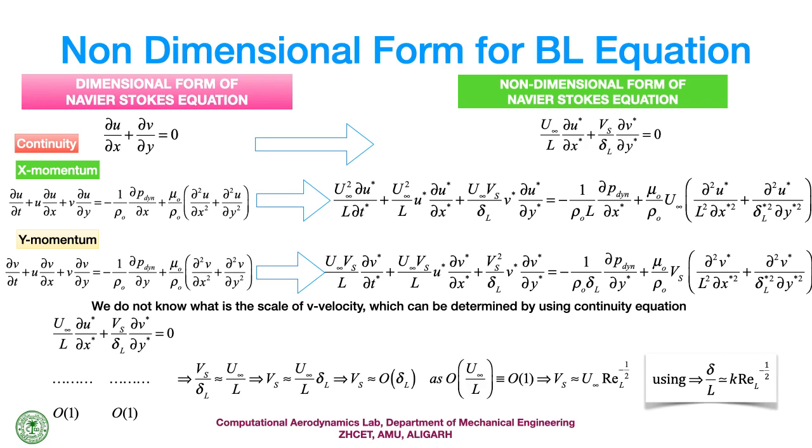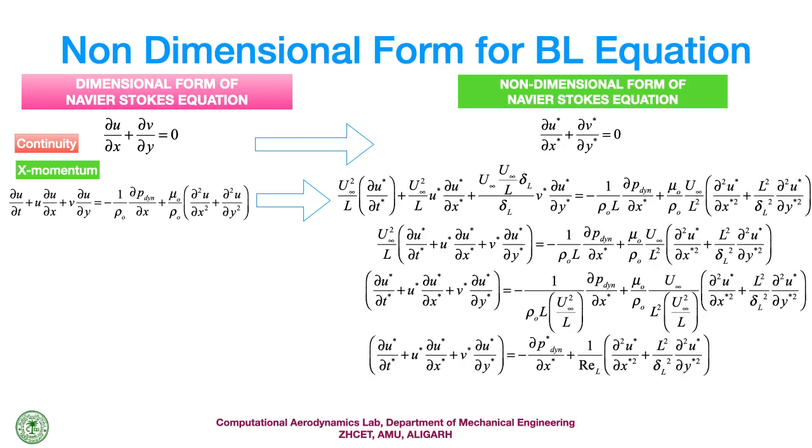of Vs, then you can see that delta L upon L, sorry, u infinity over L, is basically of the order of 1. So which implies that Vs will always be of the order of delta L. Now if I use delta L over L is equal to REL raised to the power minus half, then I can also say that Vs will be of the order of u infinity into REL raised to the power of minus half. Now this information, which is the first information, that Vs is equal to u infinity by L into delta L, I am going to use in the next slide.